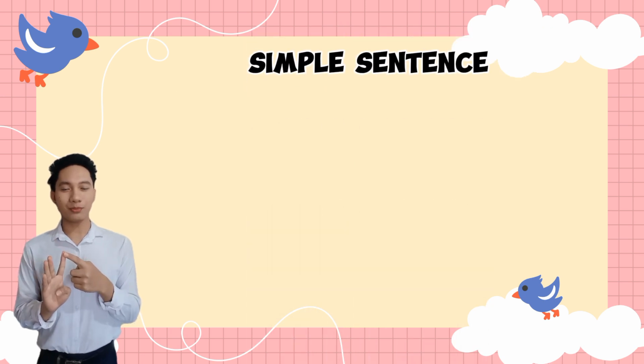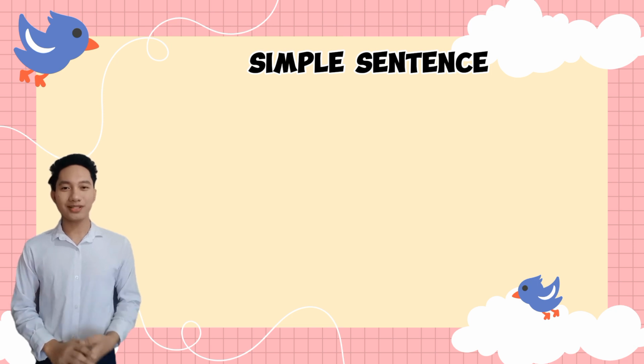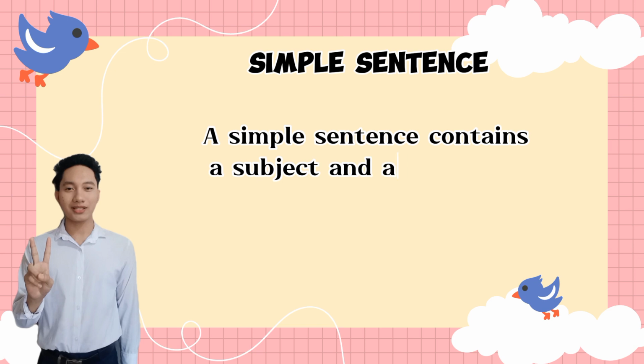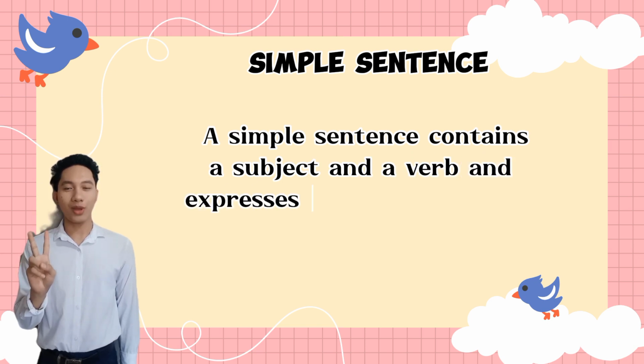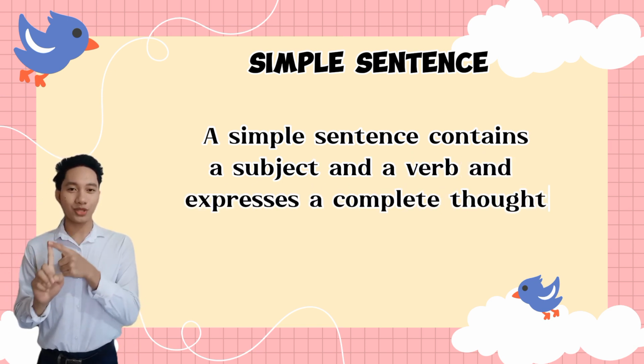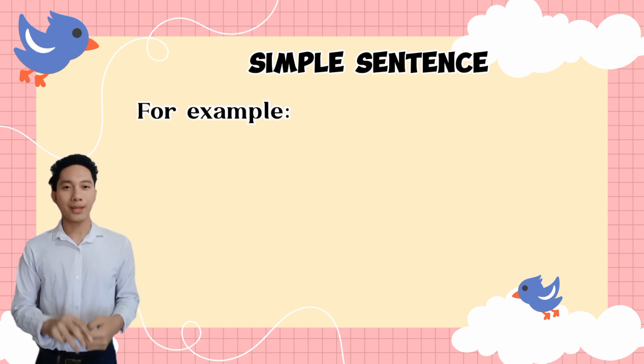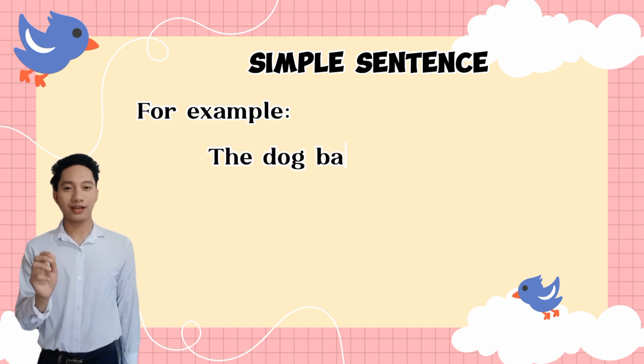Let's proceed to the first structure, which is simple sentence. So, what is a simple sentence to you? Do you have any idea? Well, a simple sentence contains a subject and verb and expresses a complete thought. So I repeat, it contains a subject and a verb which expresses a complete thought. For example, the dog barked loudly.